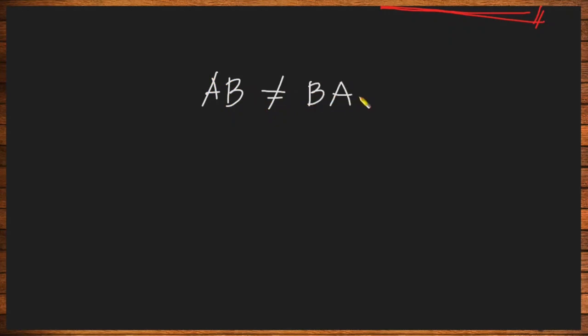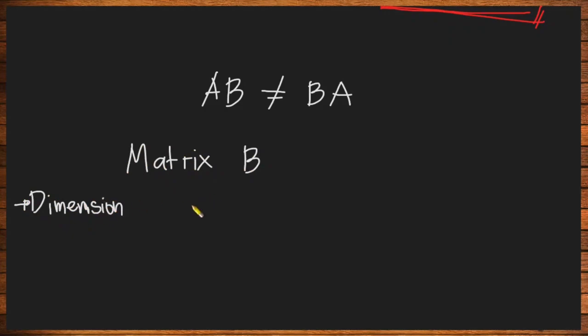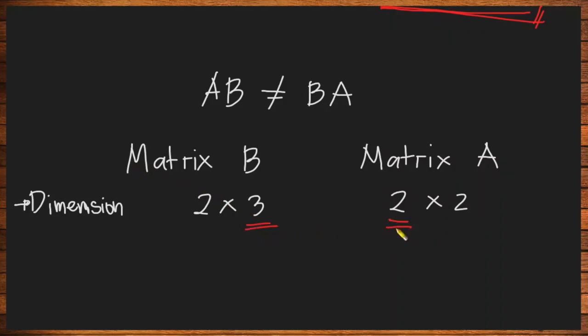Now take note that the multiplication of matrices is not commutative. This means that A times B is not equal to B times A. Like in our previous example, we obtained the product of A times B, but if we try to get the product of B times A, it is actually not possible. Because if we check the dimensions, B is a 2 by 3 matrix and A is a 2 by 2 matrix. So the number of columns in our first matrix, which is 3, is not equal to the number of rows of our second matrix. Therefore, the product of B times A is not defined.